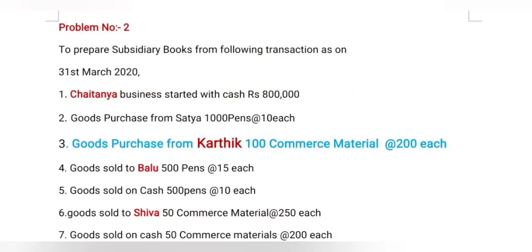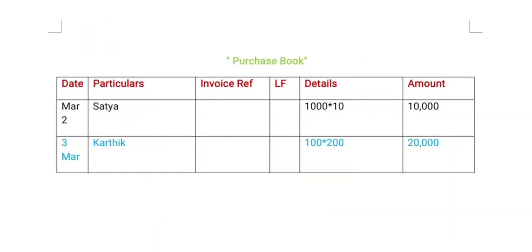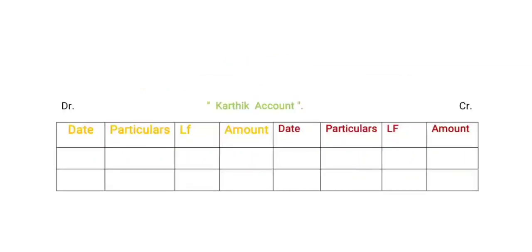On 3rd March, goods purchased from Karthik, 100 commerce materials at the rate of 200 each. Here also, once we observe, the goods are given in units of products. 100 multiplied by 200 is the actual total price. Now we are going to the purchase book. 3rd March, goods purchased from Karthik, 100 commerce materials, each one 200. Now in the particulars column Karthik, then details 100 multiplied by 200, that is 20,000 amount. This is complete.